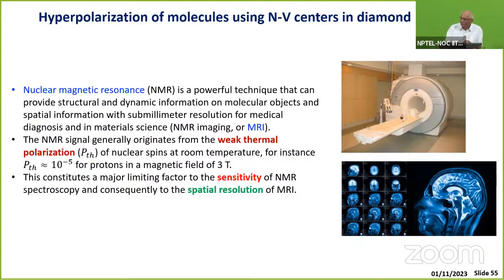Nuclear spins have very weak thermal polarization. It's only of the order of 10 to the power of -5 for protons in a magnetic field of 3 Tesla. So that is a major limiting factor for the sensitivity of NMR, and spatial resolution is poor. That's why you have to keep building statistics. You have to repeat data taking.